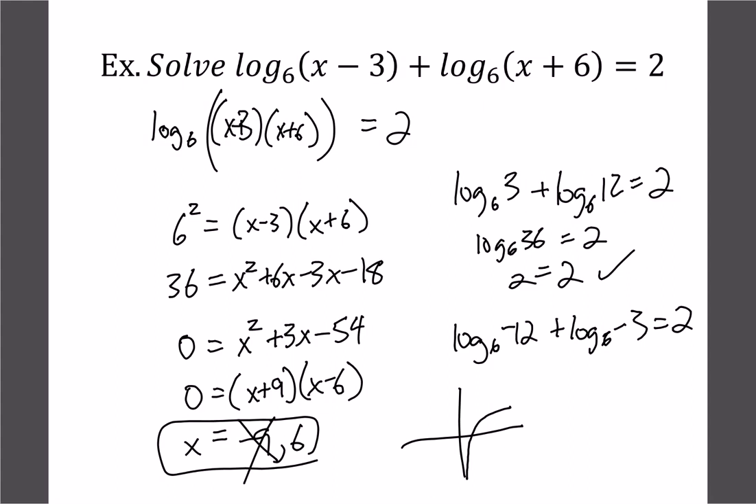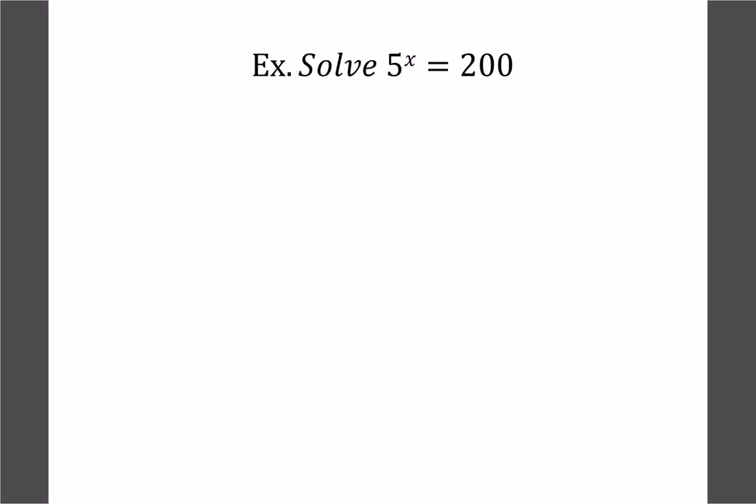So it's a good idea to plug these in, and if you actually were to graph this one, whatever the graph would look like, we would just get that one intersection point at 6. We wouldn't get both of them. So it's worth taking your time just to double check to make sure both answers indeed work.